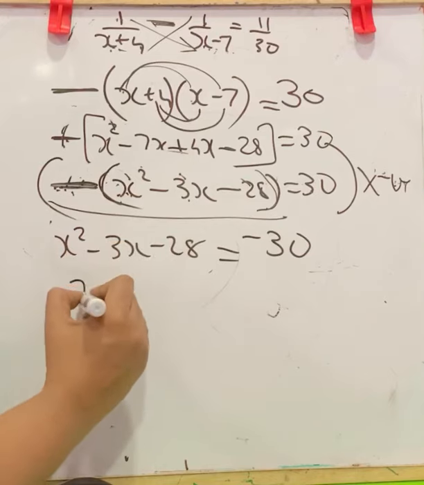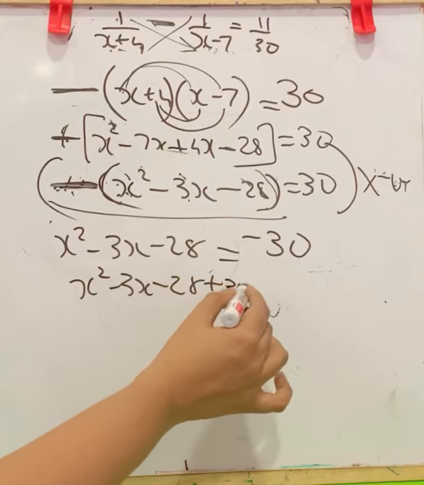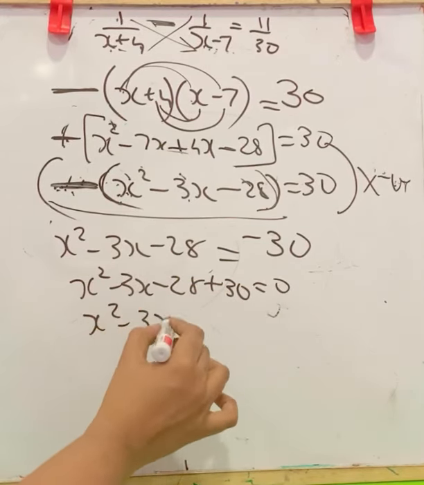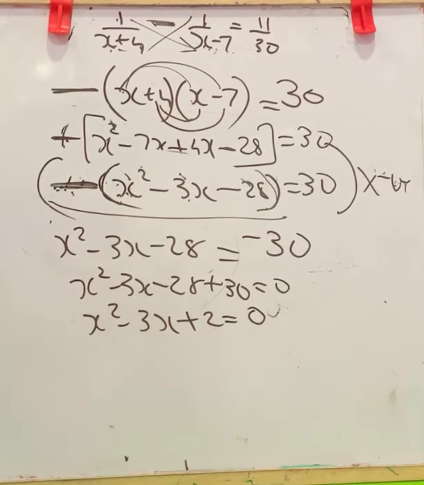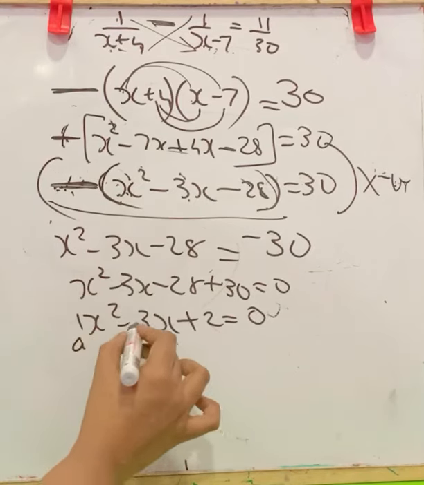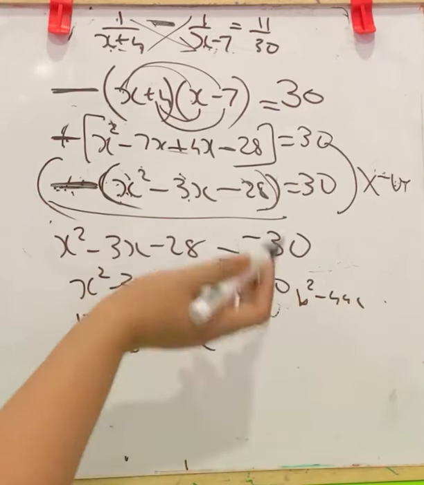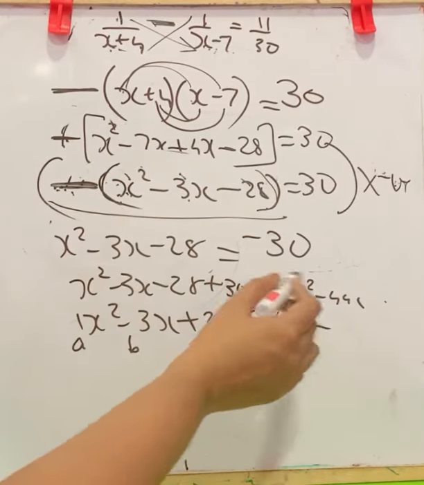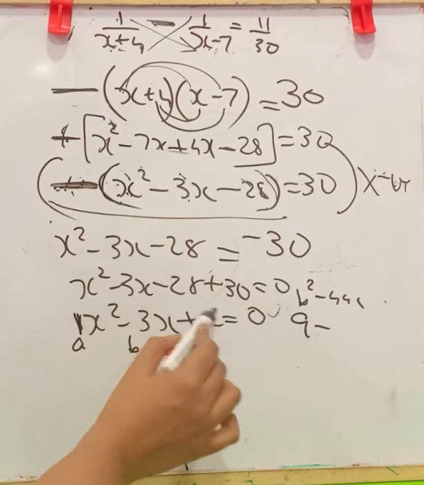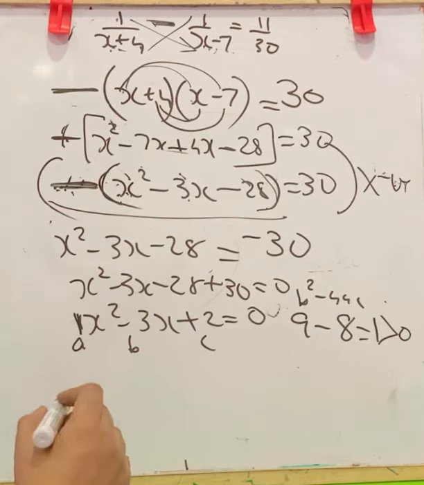Now we can take minus 28 minus 30 to LHS, plus 30 equal to 0. This is x square minus 3x minus 28 plus 30, plus 2 equal to 0. Now we can apply the formula b square minus 4ac. Here a is 1, b is negative 3, c is 2. b square minus 4ac is negative 3 square. Negative into negative, positive, 3 threes are 9, minus 4 into a into c, 4 into 1 into 2, that is 8. That is 1, which is greater than 0.